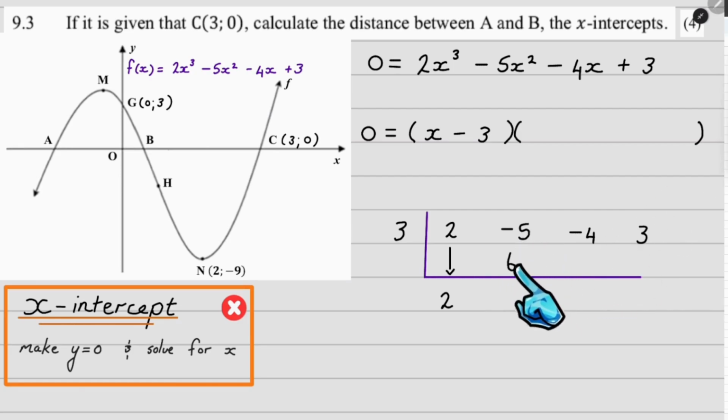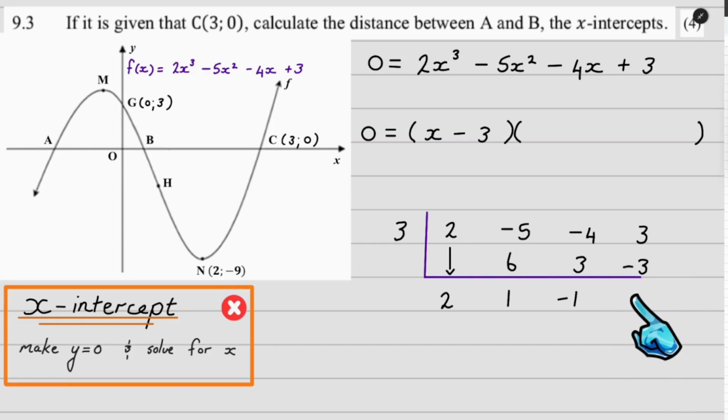And then I add these two numbers, so minus 5 plus 6 is 1. And now I start the process again. So 1 times 3 just gives me 3, so I put that 3 over here. And then minus 4 plus 3 will give me minus 1. And then minus 1 times 3 gives me negative 3. I'll chuck that over here. And then 3 plus negative 3 will give me 0.